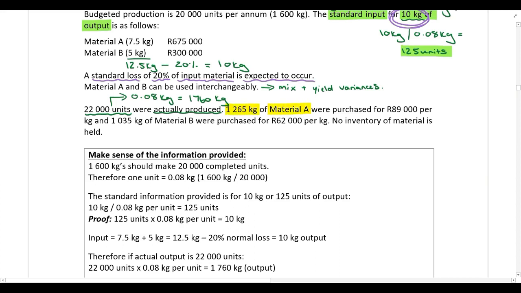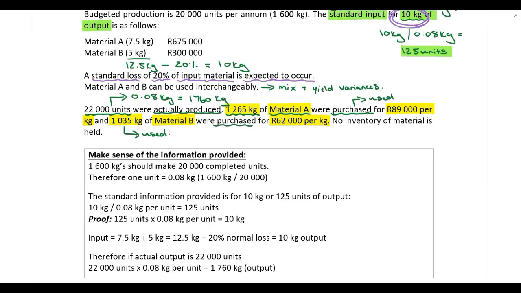1,265 kilograms of material A were purchased for 89,000 Rand per kilogram, and 1,035 kilograms of material B were purchased for 62,000 Rand per kilogram. No inventory of materials is held. All right, so if no inventory of materials is held and they purchased 1,265 kilograms of material A, that was also used in production because there's no inventory of material. And the same applies to material B. That's what they purchased, and that was also used in production. Okay, because we don't have any inventory.